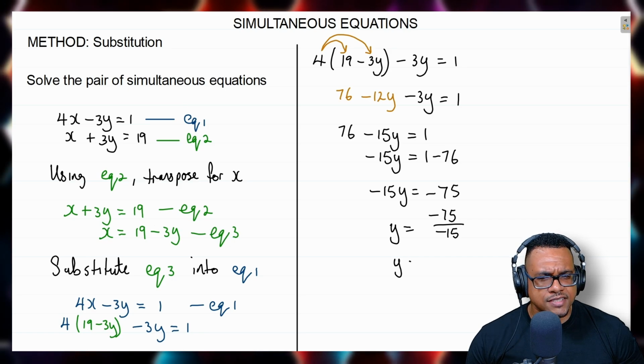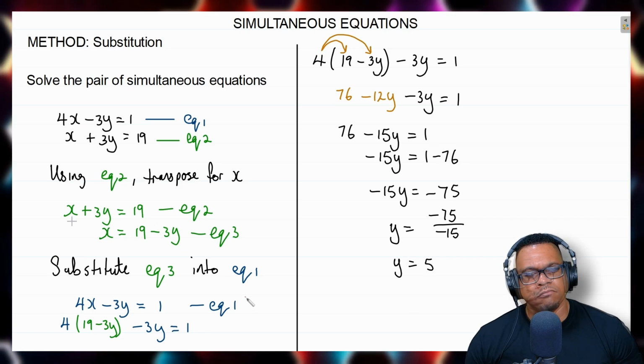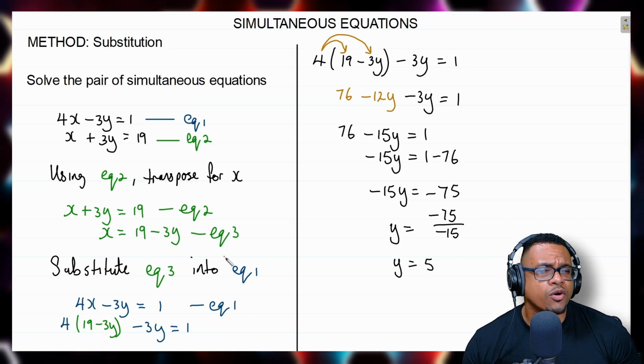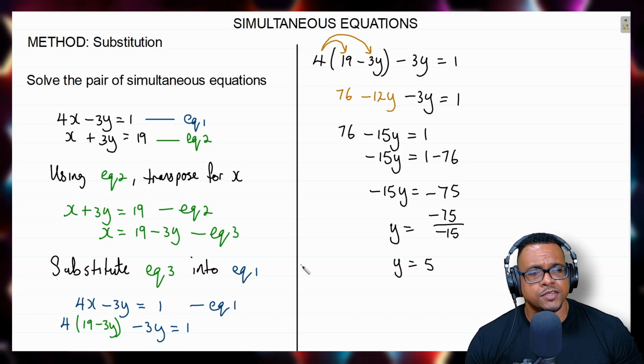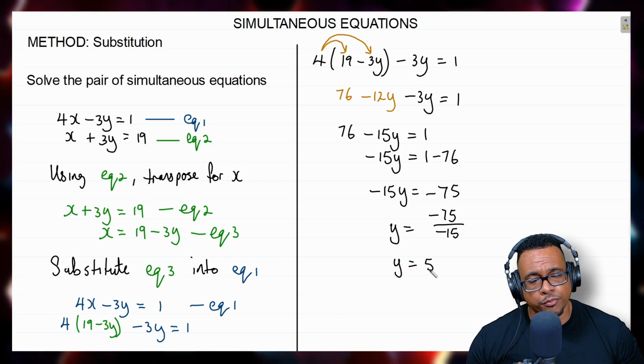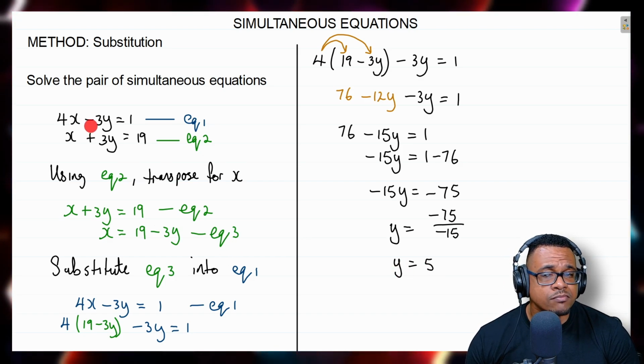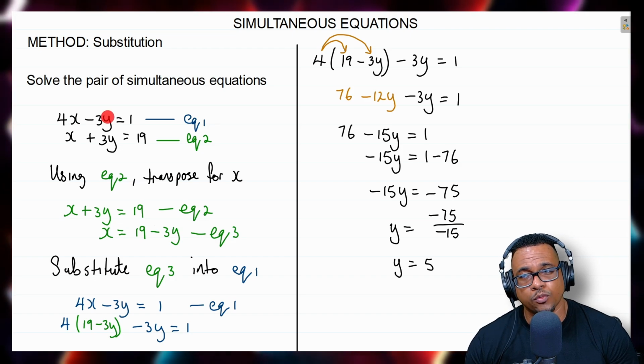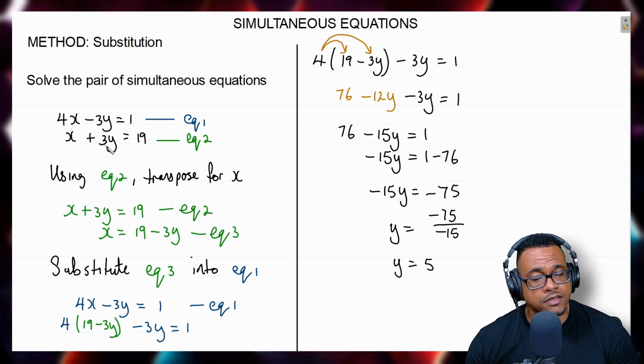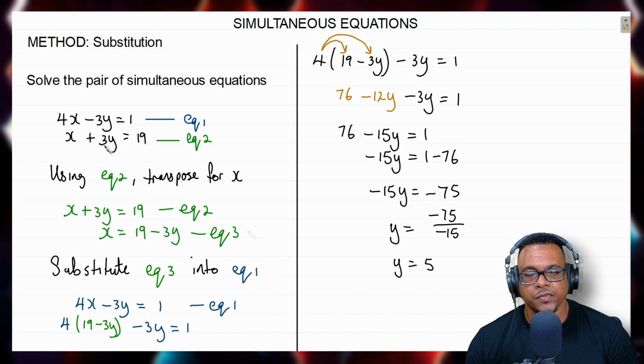So we have y is equal to positive 5. Now this is the first part of it, which is the longest part. The next part is going to be short. So we found the value of y. Now remember, our equations have two variables, x and y. So we found the value of y, we still have to find the value of x.